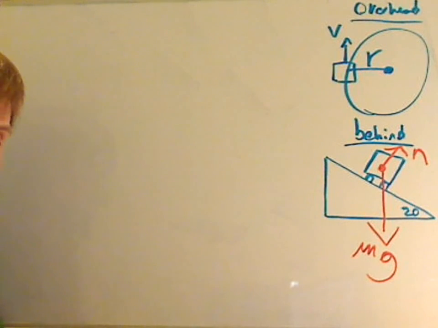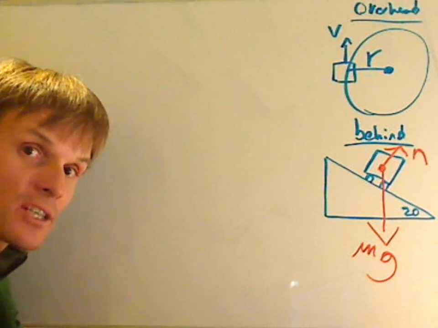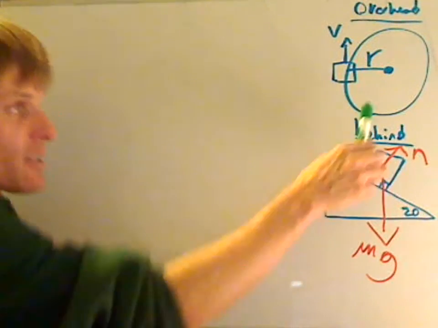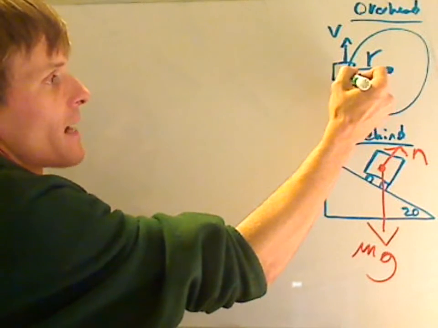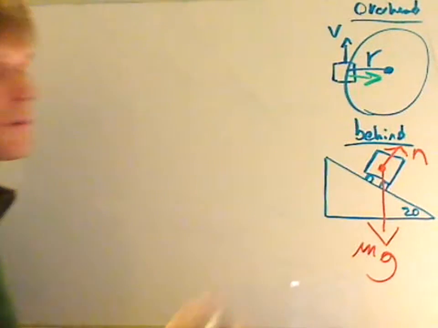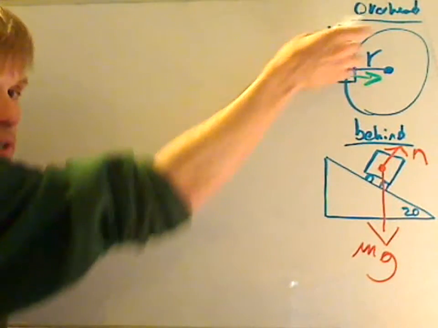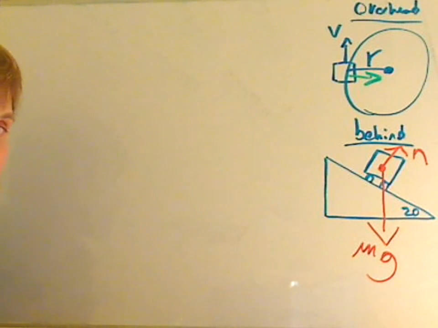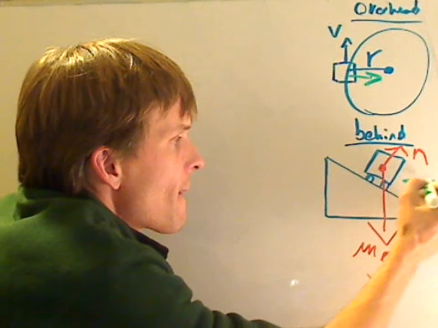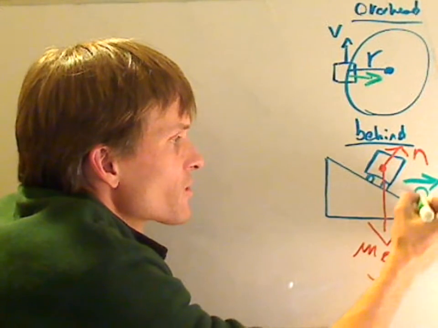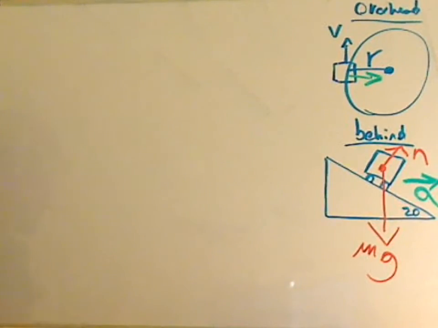The next thing to ask ourselves is, is there an acceleration? And yes, the car is going in a circular path, so it would be accelerating towards the center of the circle if it were going on a circular path. Okay? So the direction of acceleration right here would be towards the center of the circle. Okay? So let's go ahead and work this example here.